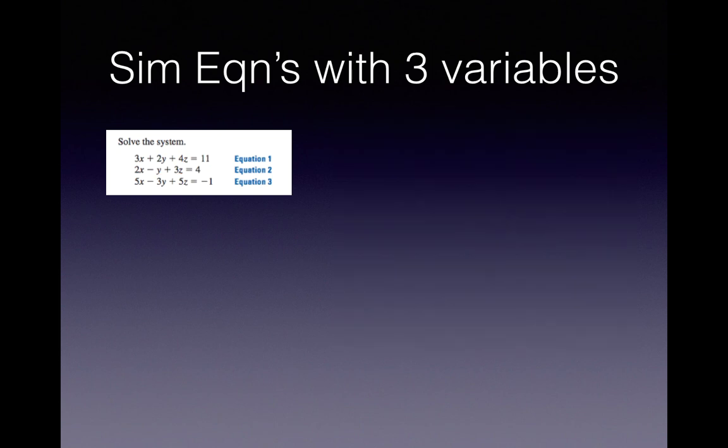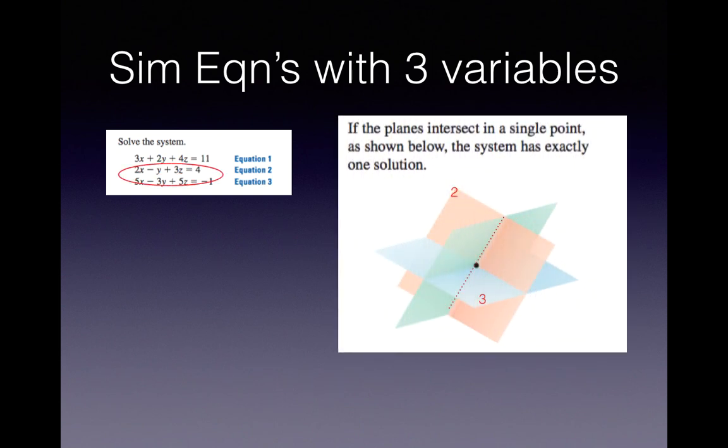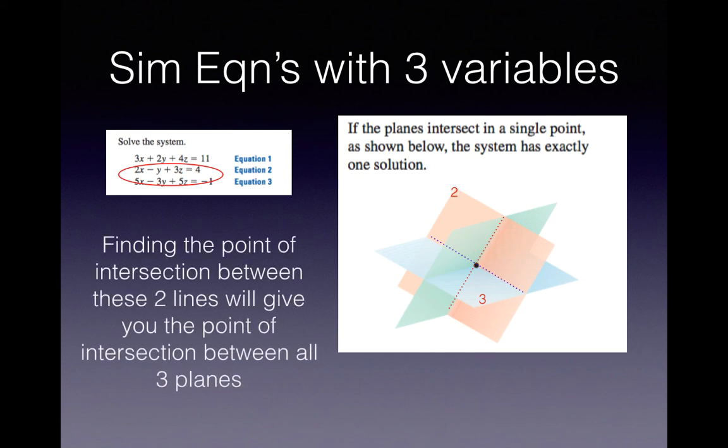Then what I would do is I would look at the next 2 equations. So equations 2 and 3. I would get rid of the same variable I did in the first case. So let's say that was z. I'd get rid of the z again. And then I'd have a second equation of a line with x and y in it. When you do that, referring to the diagram, it would find the line of intersection between planes 2 and 3. So something like that. And then all you do is you would solve the simultaneous equations between those 2 lines.